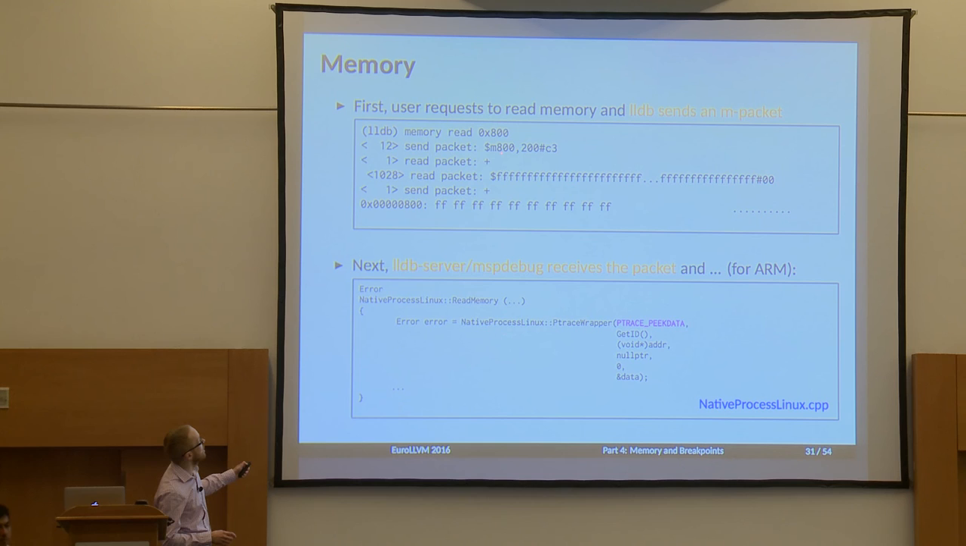This value is predefined in LLDB. You can tweak it. And LLDB server comes back with what it's read. Again, slightly unexciting. On Linux and ARM, in LLDB server, what happens behind the scenes is, again, ptrace. So in this file, native process Linux, you'll see a call to ptrace. This time, it's ptrace peek data for reading data.